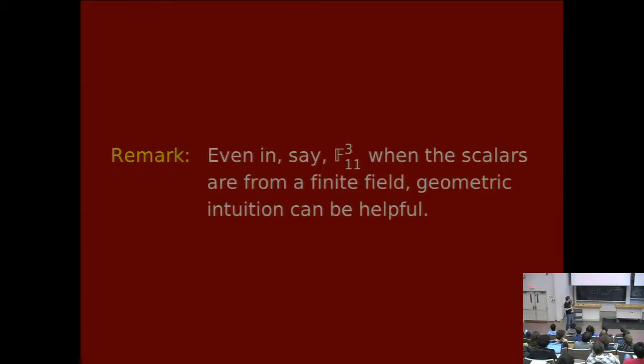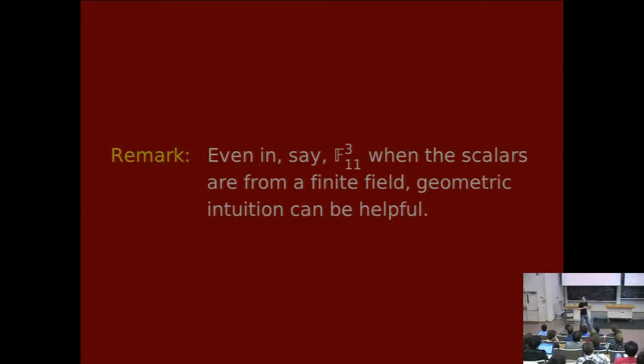I should say that I draw these pictures when the field is the real numbers, and you can do that and have geometry when the field is the real numbers, but we're going to talk about the case where the field is not the real numbers. Maybe it's a finite field, like the set of numbers mod 11. Then your vectors, in this case F11 to the 3, are lists of 3 numbers mod 11. And even though you can't really draw the same pictures, some of the intuition you get from the geometry in the real case can be helpful.